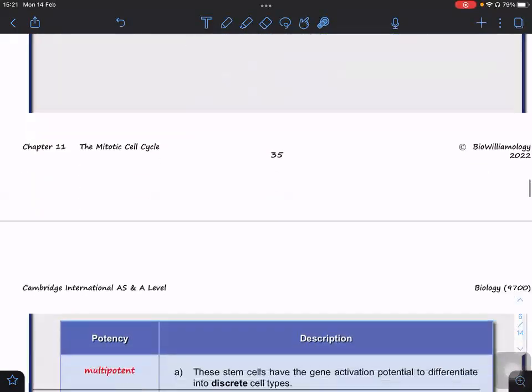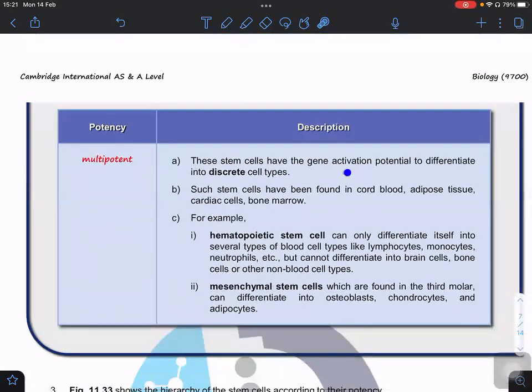The third, now the stem cell has the gene activation potential to differentiate into a discrete cell type only. It cannot form many types of cell. They are more specialized, for example, from adipose tissues, cardiac cells, bone marrow, cord blood. They are quite specialized now. We have two kinds that we need to learn. Hematopoietic stem cell, HSC, can differentiate into the cellular types of blood cells, for example, lymphocyte and monocyte, but it cannot form brain cell, bone, or other non-blood cell types. So we can see that the potency now decreased to multipotent.